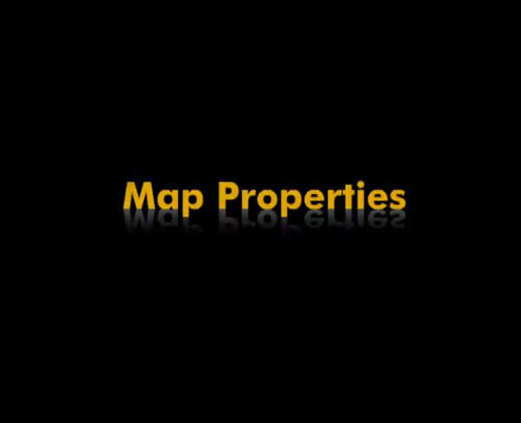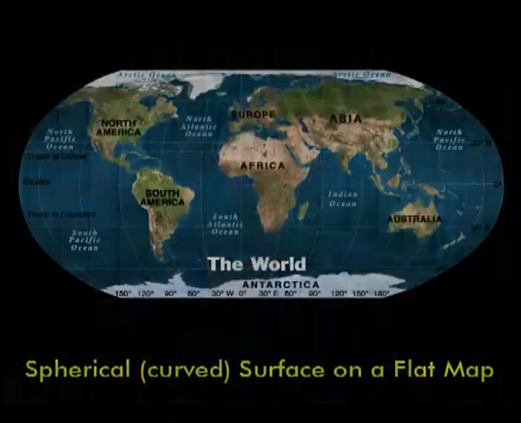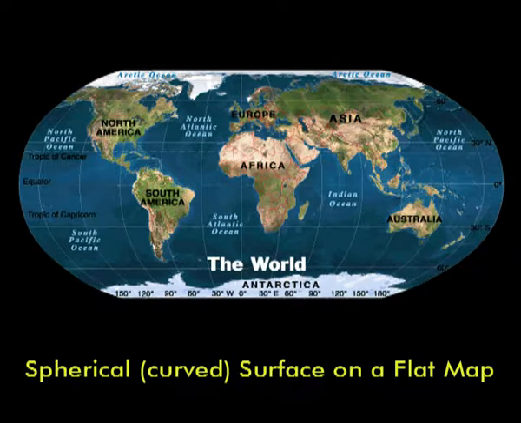Map properties. All maps distort the Earth's representation. They do not all show areas of the world in exactly the same way. This occurs because of the difficulty of showing the Earth's spherical surface on a flat map.